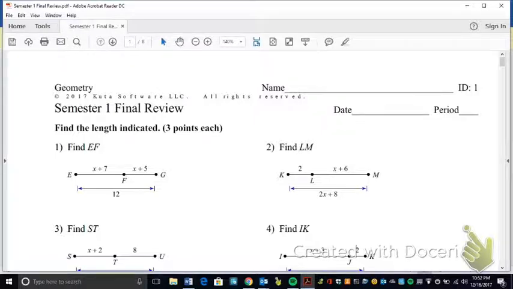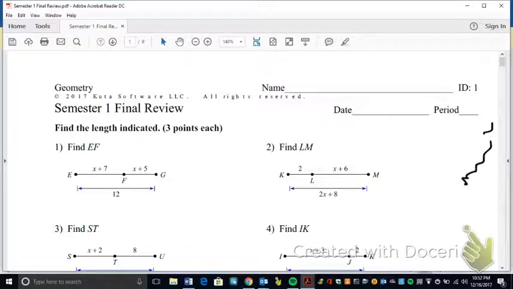So, let's get going. The first ones we have are called segment addition postulate problems, and that's because they require you to use the segment addition postulate. Segment addition postulate says that if you have a line segment, think of it like a stick, and you break it into smaller parts, all the smaller parts add up to the big part. So this is how you do it.